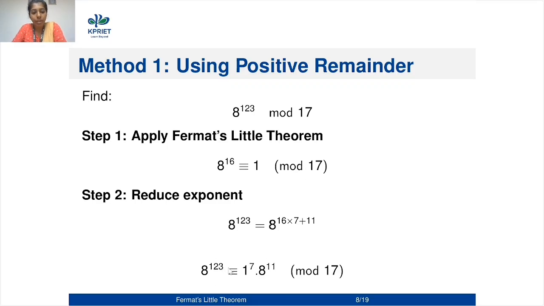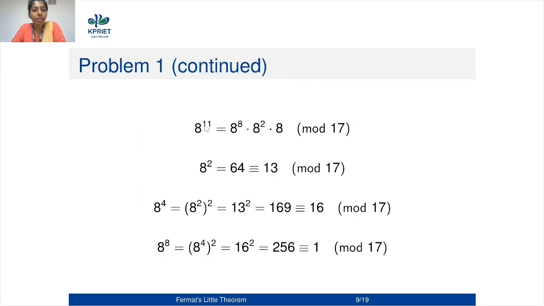So 8^123 is congruent to, instead of (8^16)^7, I can write it as 1^7 into 8^11. Now I have 1 into 8^11. So now I want to solve this 8^11. For that, this 8^11 can be split as 8^8 into 8^2 into 8, which means if I add the powers, I end up with 8^11. So I want to find the remainder of 8^8, 8^2 and 8 for modulo 17.